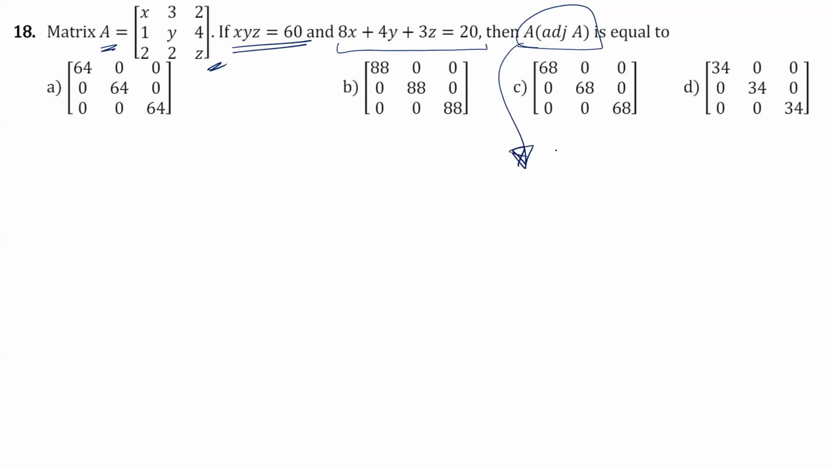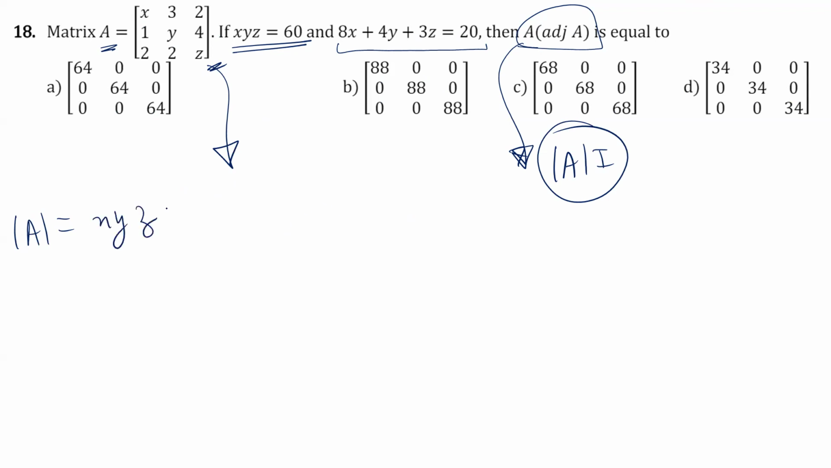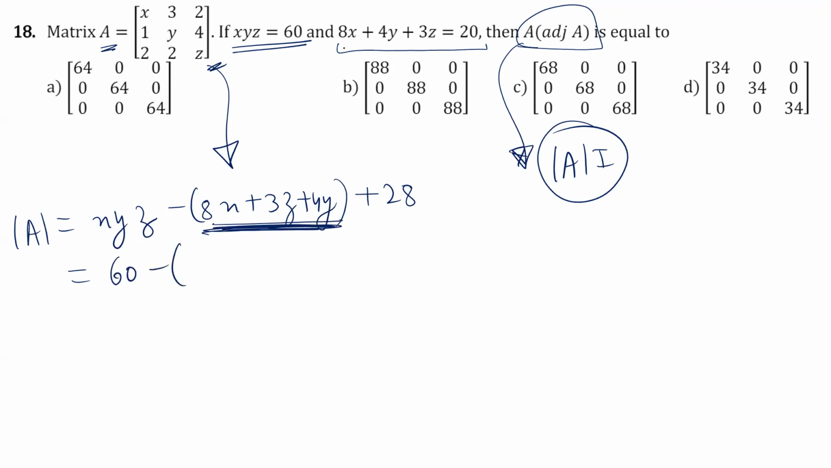And we know that A adjoint A is given by determinant A times I. Okay. So we just need to calculate the determinant here. What will be the determinant value? Let us find out. So here, the determinant value will finally come out to be x, y, z minus 8x plus 3z plus 4y. You can expand this determinant simply. So x, y, z they have given as 60 minus 8x, 3z plus 4y. They have given as 20, then 28.